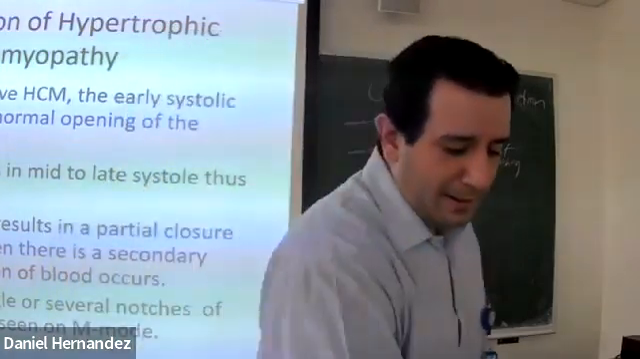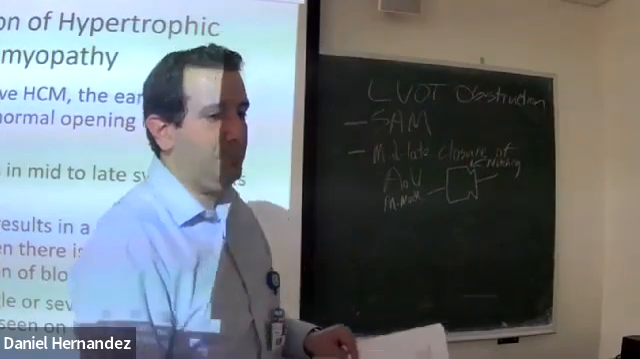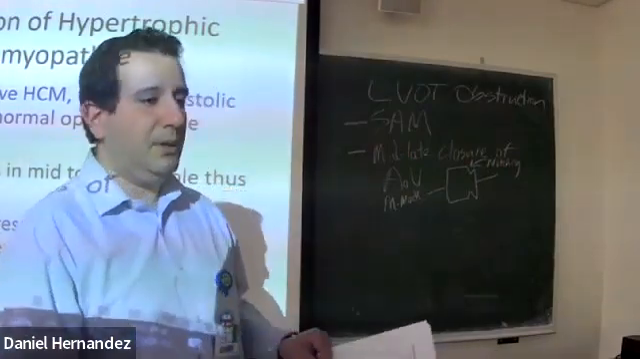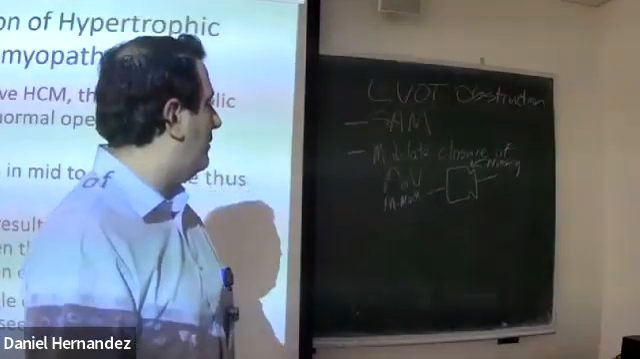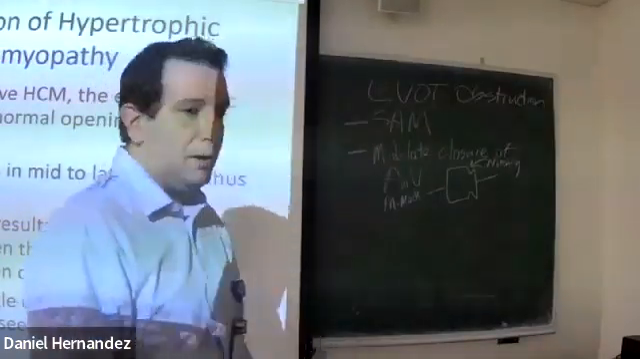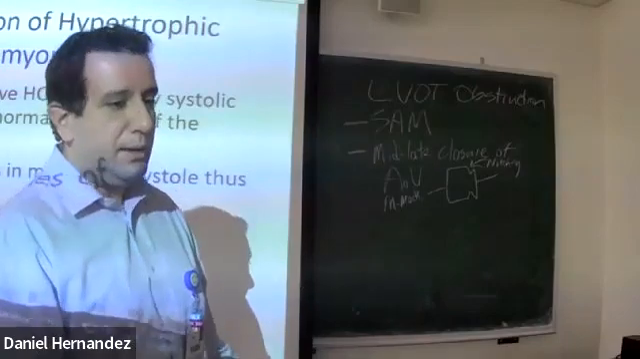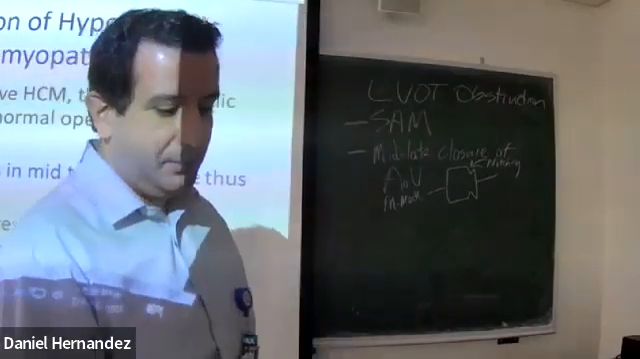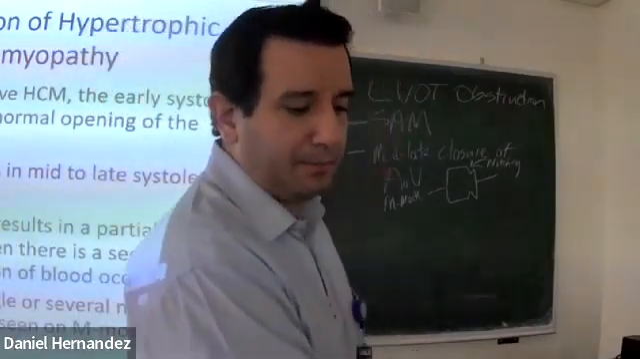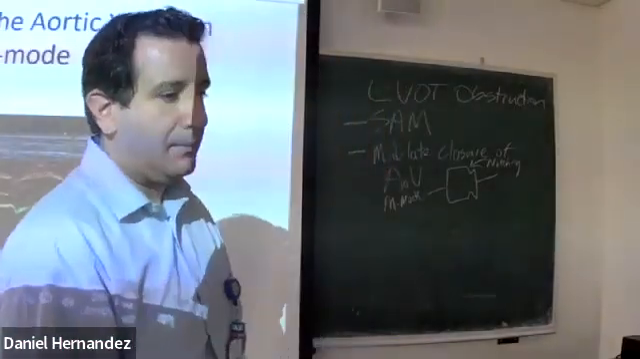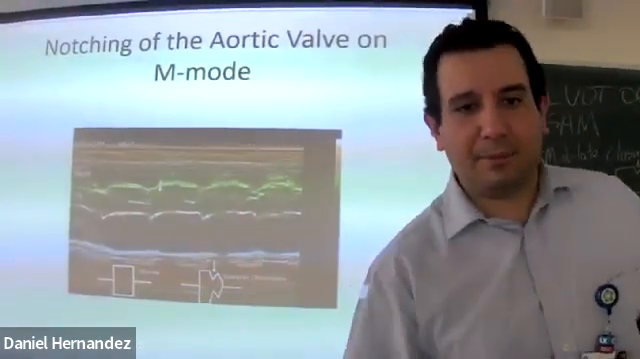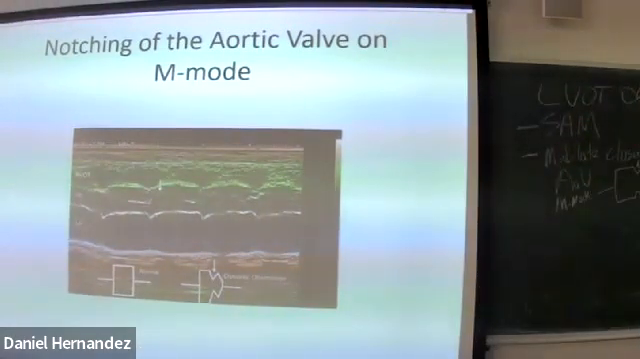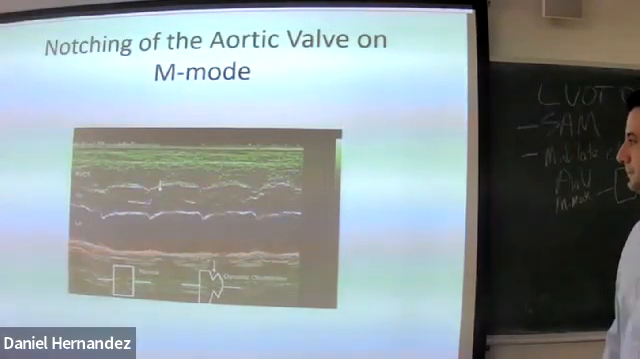So if you think about it, that obstruction is blocking that blood flow. That reduction in blood flow then results in partial closure of the aortic valve. And then we get an opening back up of the aortic valve during that final push to get the rest of the blood out. This next slide just shows that example of that M mode. This is an example of a patient that has a dynamic LVOT obstruction.